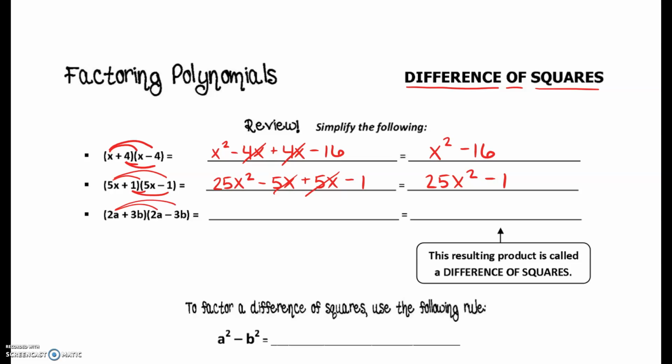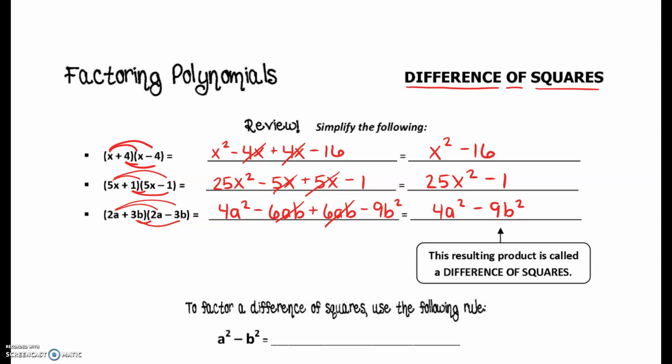Continuing with the third one, you have 2a times 2a, which is 4a to the second. You have 2a times negative 3b, that's negative 6ab. You have 3b times 2a, that's a positive 6ab. And you have 3b times negative 3b, that would be negative 9b squared. Again, you'll notice the middle terms cancel and you're left with 4a squared minus 9b squared.